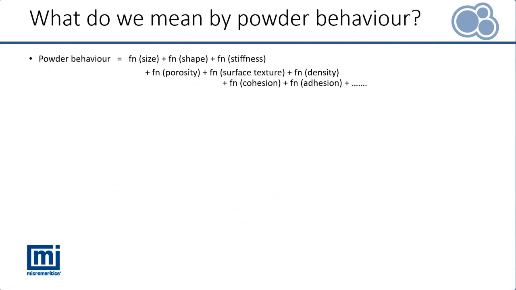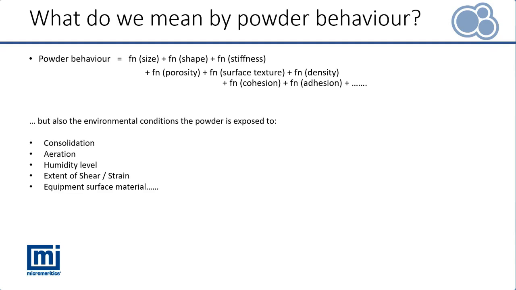If we could define that behaviour mathematically, we could say powder behaviour is a function of its size, shape, stiffness, porosity, all those physical and chemical properties that I listed before, but it's also very much dependent on the environmental conditions to which we expose that powder. So for example, is the powder being consolidated? Is it aerated? What's the stress and strain that we put the powder under? And what are the humidity conditions? And that's something which we're going to focus on throughout the rest of this presentation.